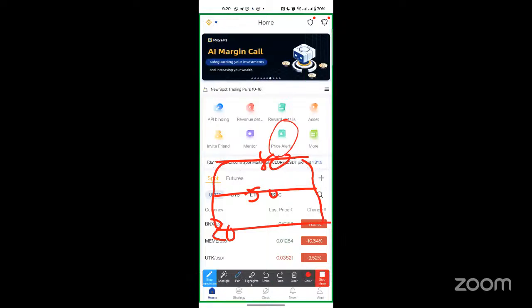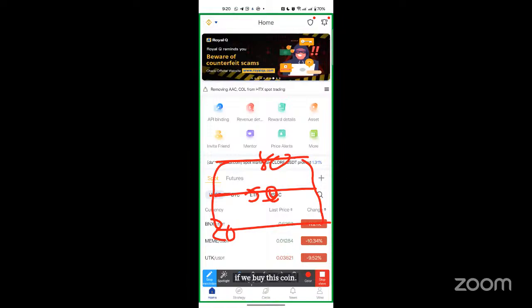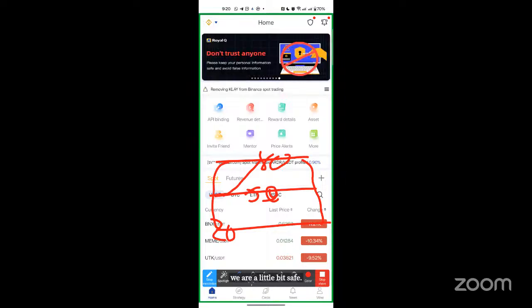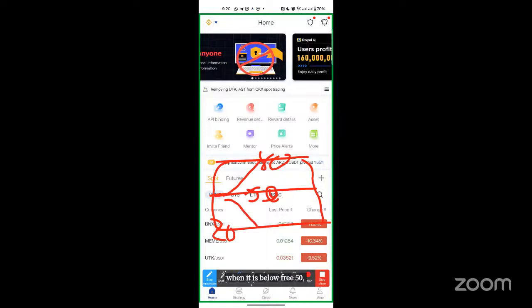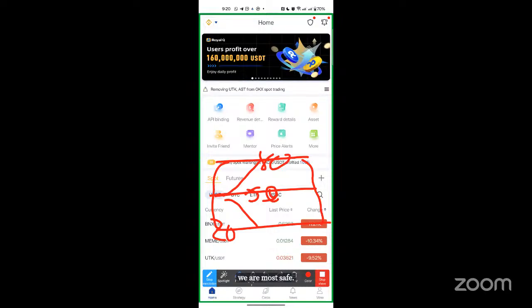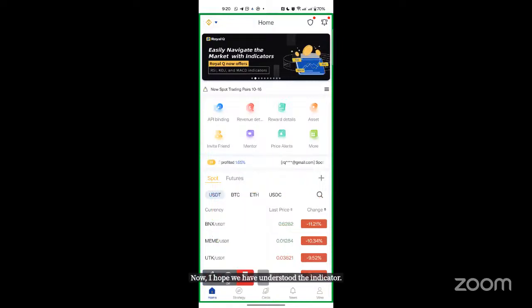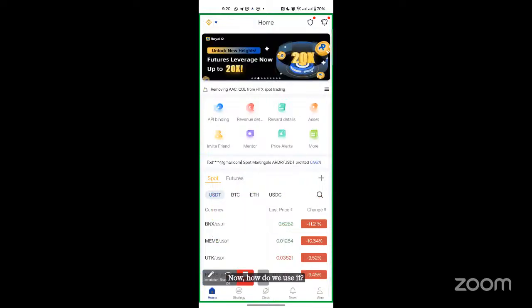So it means that if we buy this coin when it is 50 and above, before it reaches 80, we are a little bit safe. But when we buy this coin when it is below 50, we are more safe. Now, I hope we have understood the indicator. Now, how do we use it? That's the main point.